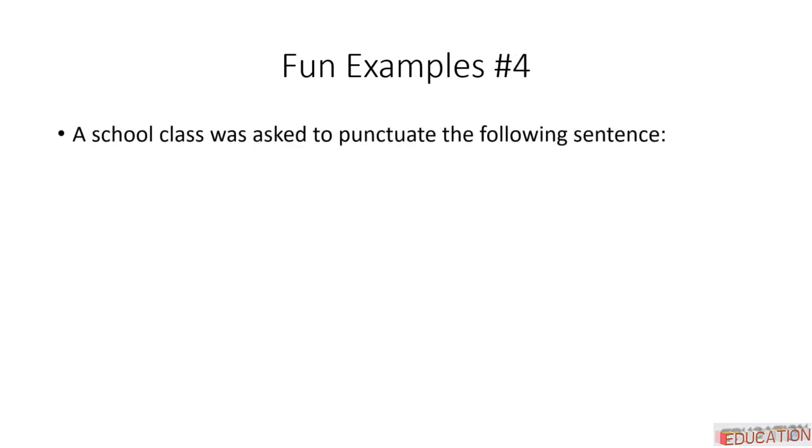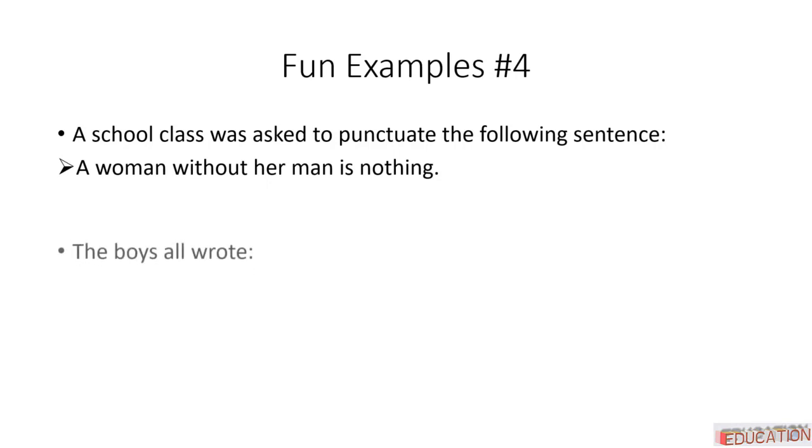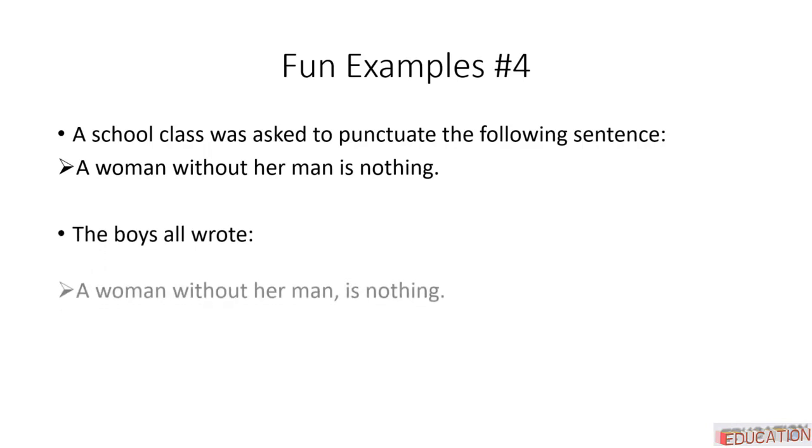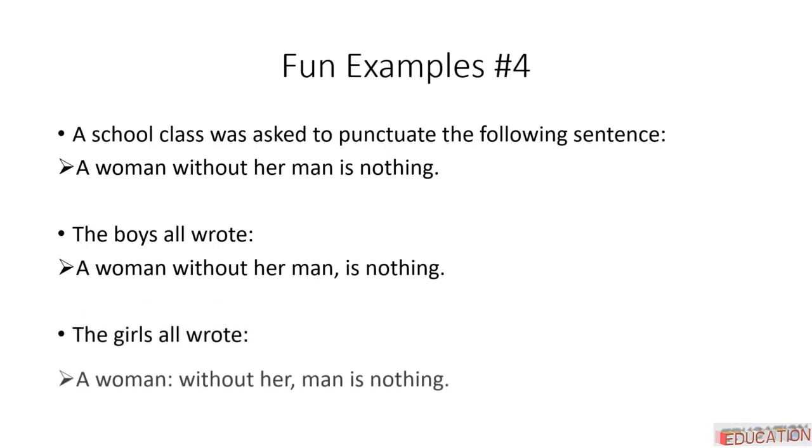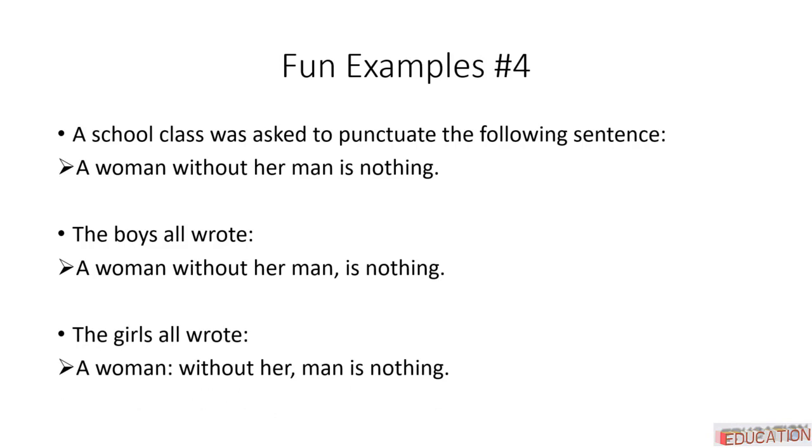Now, all those examples we've just seen are real examples. They're not made up. Now, this one is slightly made up, but it's still good. A class was asked to punctuate the following sentence, and I'll read it very evenly. A woman without her man is nothing. All the boys wrote, a woman without her man is nothing. And all the girls wrote, a woman, without her, man is nothing.